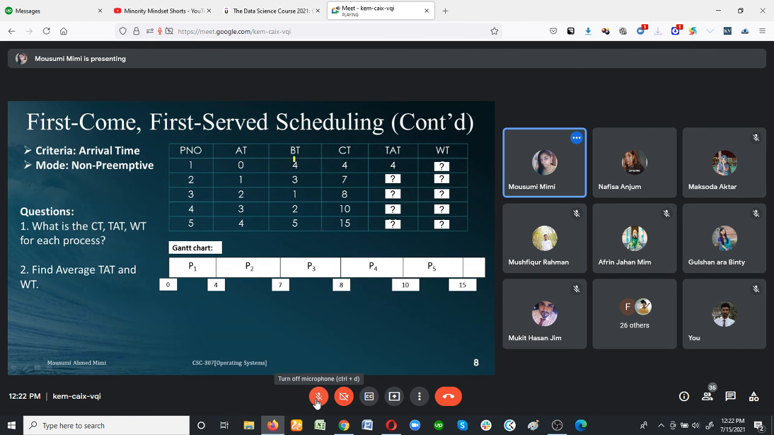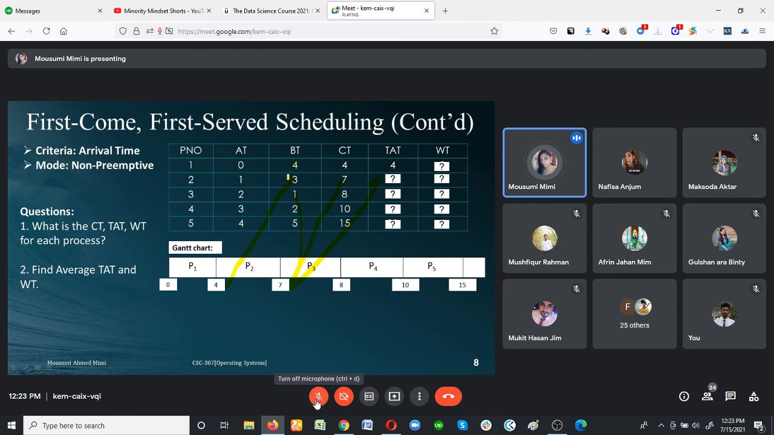This is my first, so it is easy. 0 plus 1, then a gap of 4. So that's why you have to do 4 plus 3 this way. 4 plus 3 equal to what? 7. Then 7 plus 1 becomes 8. So here, this way. Do you clear? Yes, ma'am. You have to add this way, this cross-section way. For the first one, you can easily do the adding: arrival time plus burst time equals the completion time.